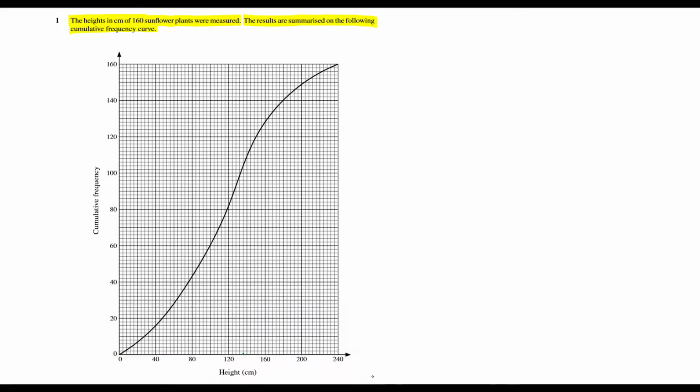So we can see on the x-axis we have heights, which is in centimeters, and its minimum is 0 and maximum is 240, and on the y-axis cumulative frequency. We know the maximum cumulative frequency is the total frequency. So there were 160 sunflower plants, so it is 160, and they are drawn equally spaced.